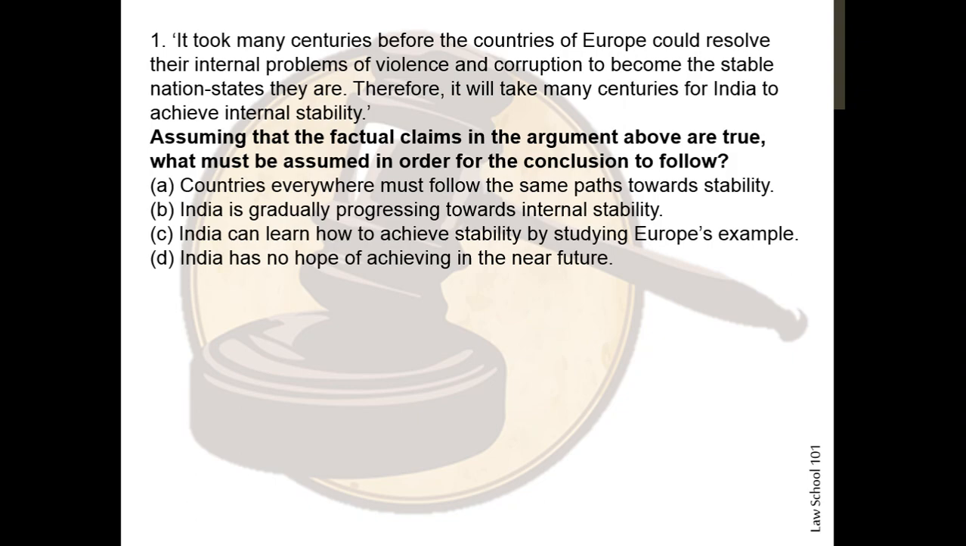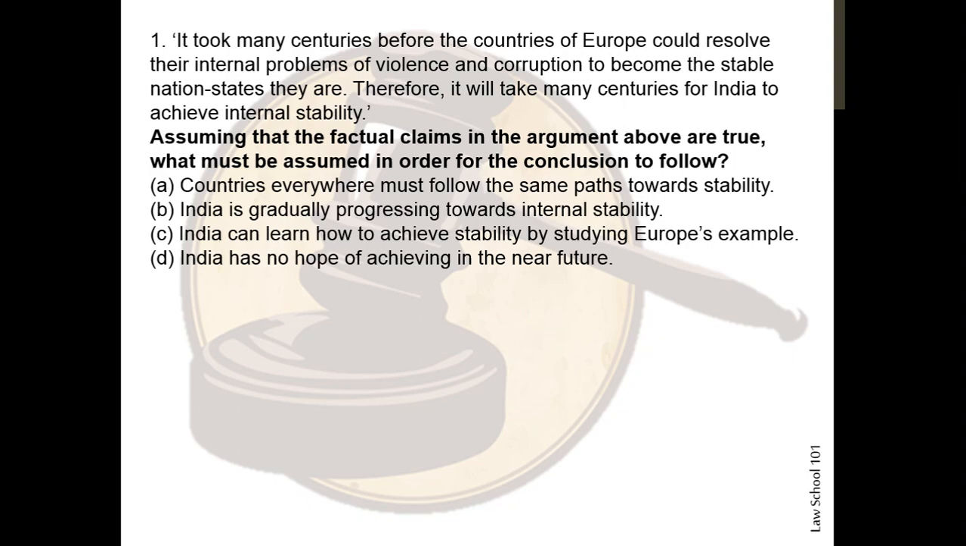Let's see option A. Countries everywhere must follow the same path towards stability. This can be a valid assumption, and I would not rule it out as a correct answer. Let's move on to B. India is gradually progressing towards internal stability. Totally irrelevant; what India is doing right now is not given in the statement anywhere. Option C. India can learn how to achieve stability by studying Europe's example. This is a good assumption as well, because it's saying that India will learn how to achieve stability by studying Europe's example. So this looks somewhere close to what the statement is saying.